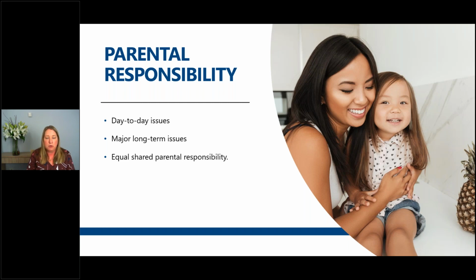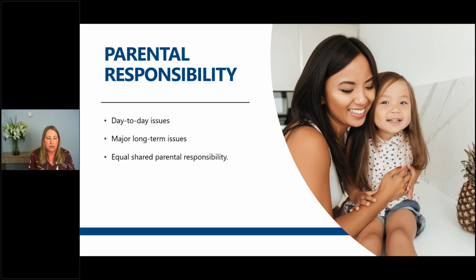There are different types of parental responsibility. It might be parental responsibility about day-to-day issues. So whoever the child is with at the time has parental responsibility for those short-term day-to-day issues, those more immediate concerns. Are the children fed? Do they have clothes? Are they turning up to school on time? Those types of things.